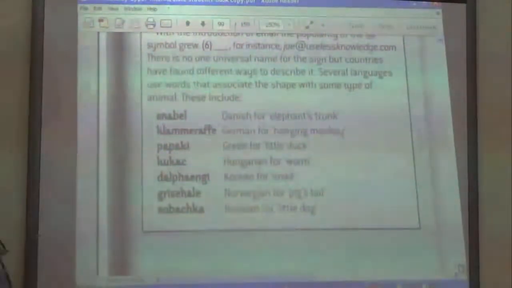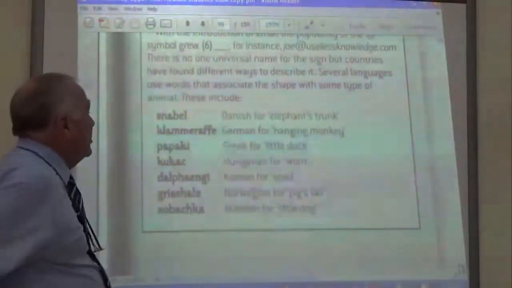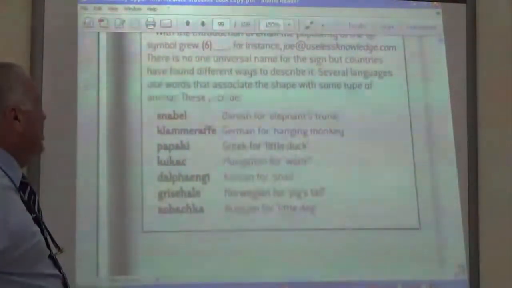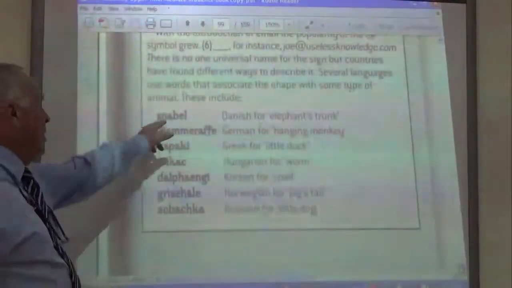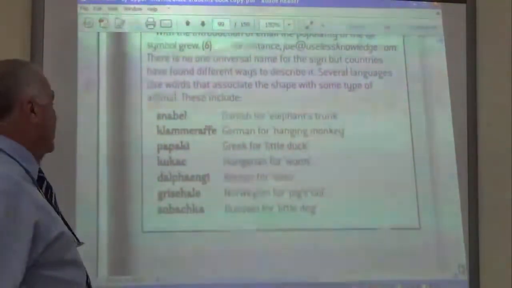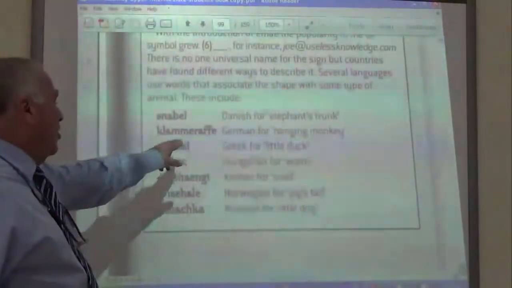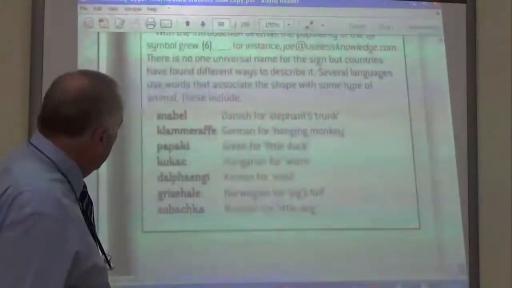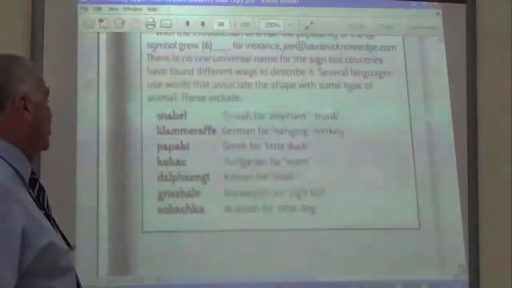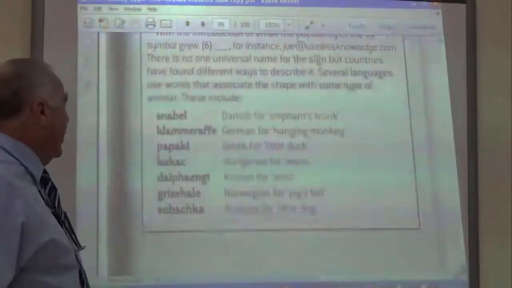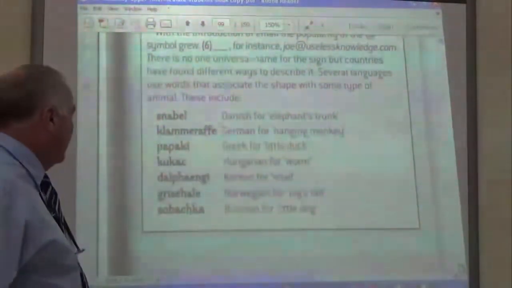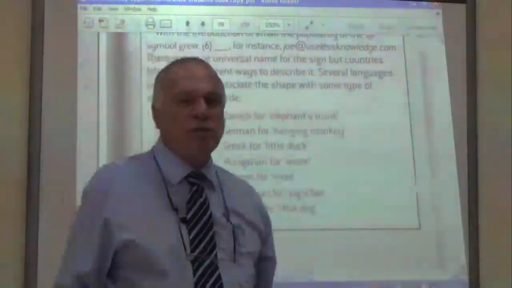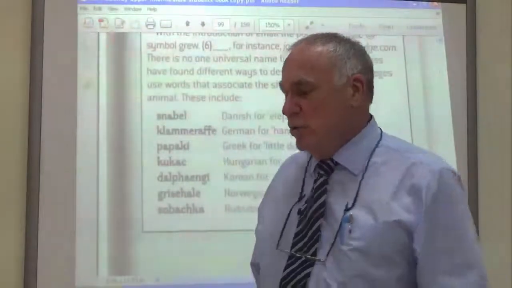But countries have found different ways to describe it. Several languages use words that associate the shape with some type of animal. These include snudder, Danish for elephant's trunk; klammeraf, German for hanging monkey; papaki, Greek for little duck; kukak, Hungarian for worm; dalferengi, Korean for snail; Norwegian for pigtail, or Russian for little dog. So there's all different words in different languages that people use to describe at.